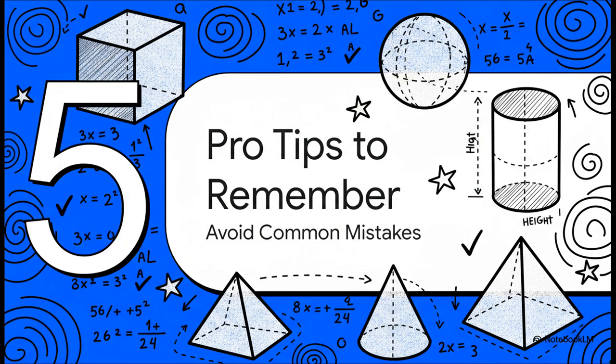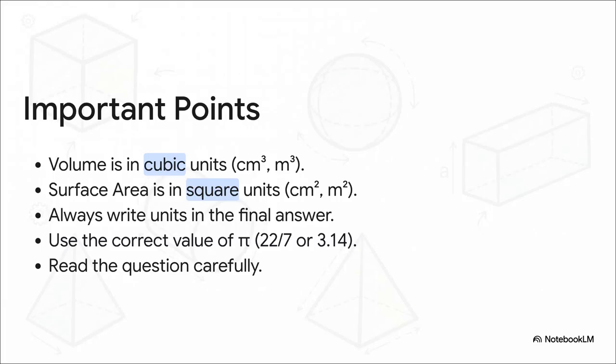These are some really important things to keep in your back pocket to help you avoid common mistakes and nail these problems every time. Okay, listen up, because this is crucial. First, always remember your units. Volume is always in cubic units, like centimeters cubed or meters cubed, because it's a 3D space. Surface area, on the other hand, is always in square units, like centimeters squared or meters squared, because it's a 2D surface. Always, always, always write the units in your final answer.